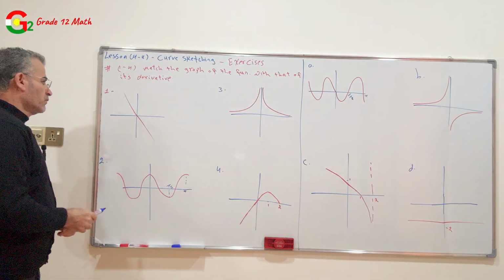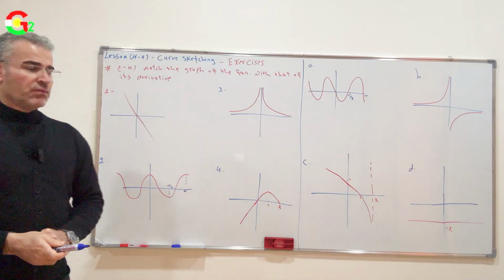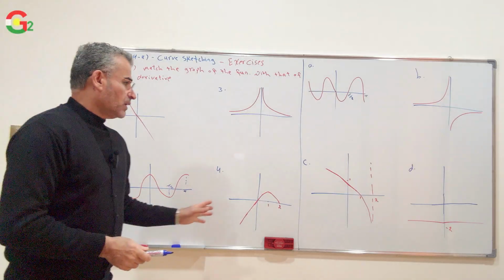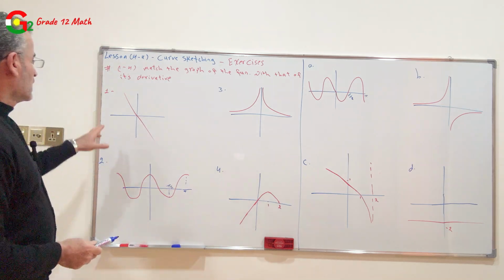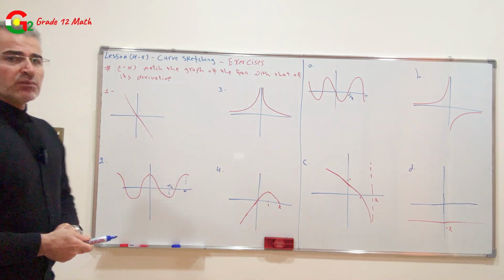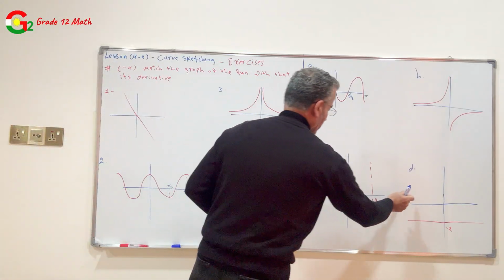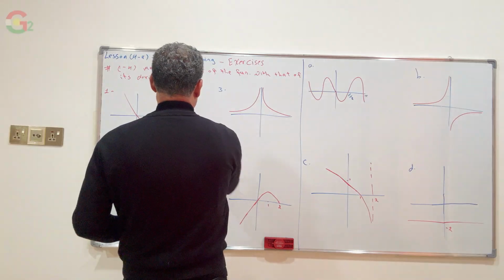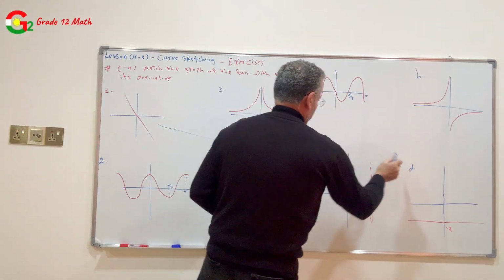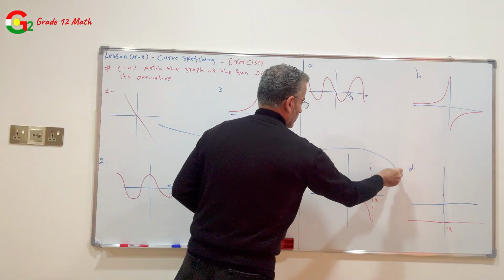The first graph is a linear function with negative slope, and the graph of the derivative of this function is a horizontal line parallel with the x-axis. Under the x-axis it is choice D. Therefore, the graph of the derivative of this function is D.